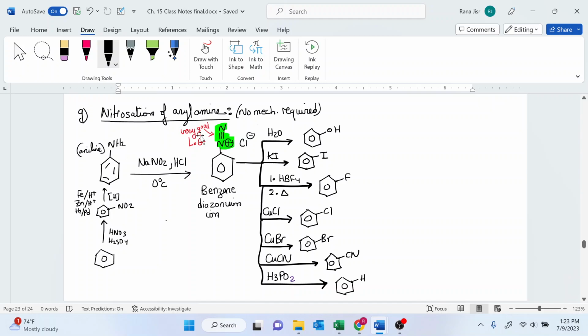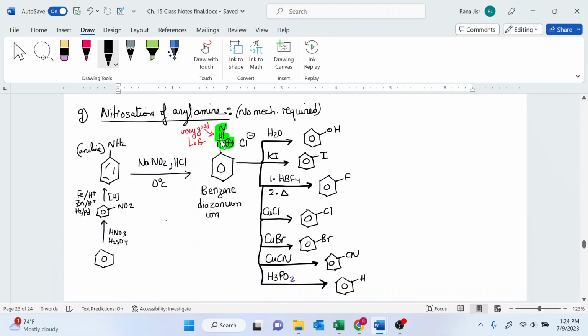The NH2 group is going to change into an N2 group. We call this group over here a diazonium group. So N2 on the benzene is called a diazonium group. So this whole thing now is called a benzene diazonium ion. N2 is an excellent leaving group. So it's going to leave by nucleophilic aromatic substitution with any of those reagents.